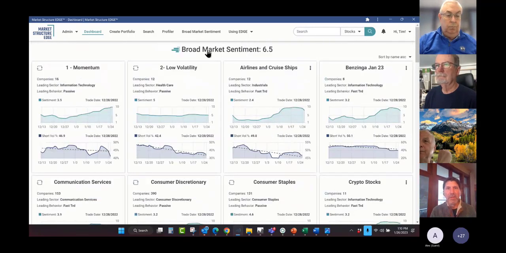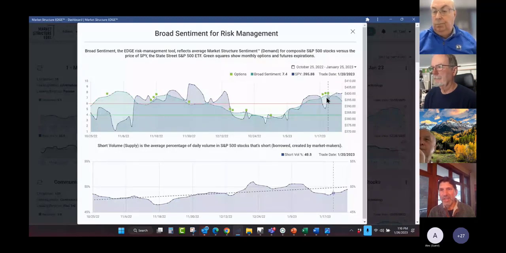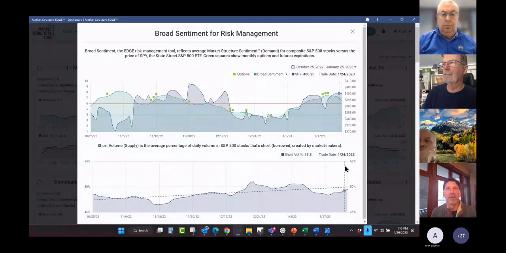So then look at broad sentiment. What's it doing? Well, we're past expirations. That was the peak, and the market was very volatile during expirations. And now demand's coming down and supply is rising. What's the probability? Well, mathematically, there's a 100% probability that the market declines. It may not be linear.